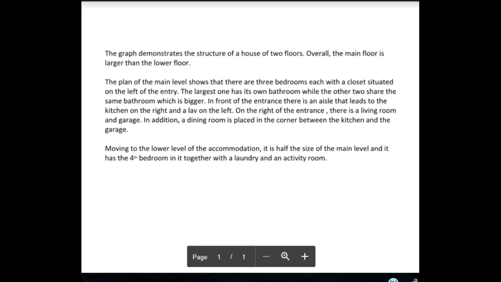Okay, the graph demonstrates the structure of a house of 2 floors. Overall, the main floor is larger than the lower floor. Okay, first of all, it's not really a graph. It's actually a floor plan, so it's okay to refer to it as such.